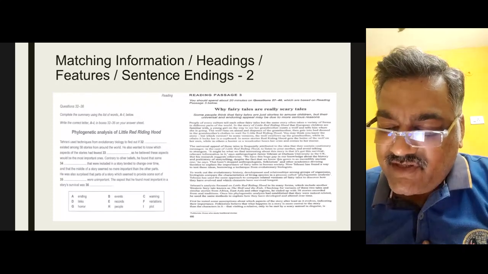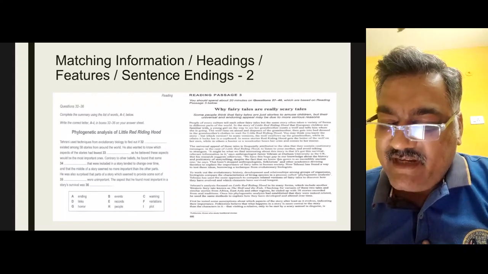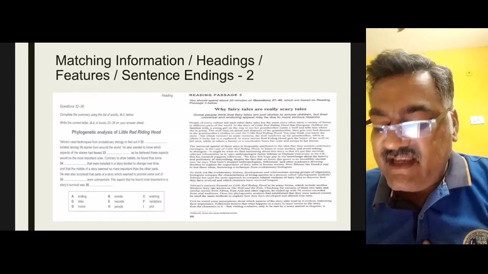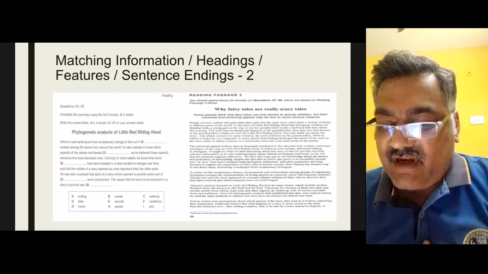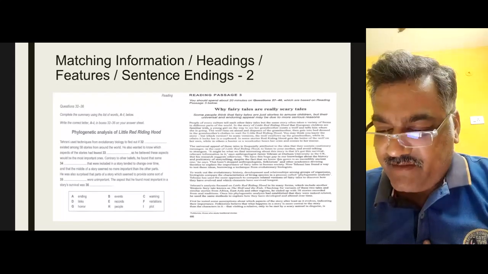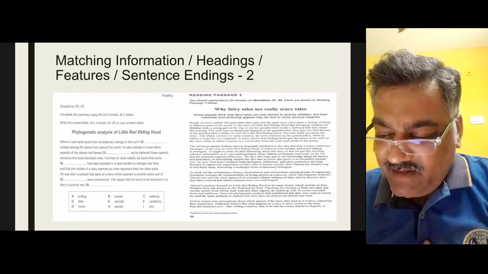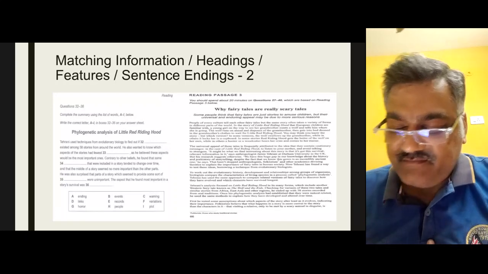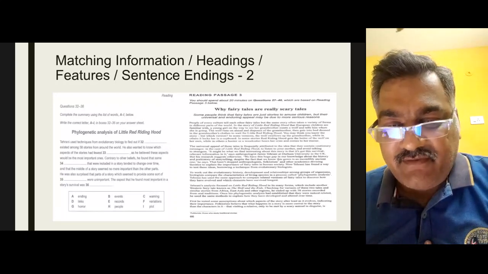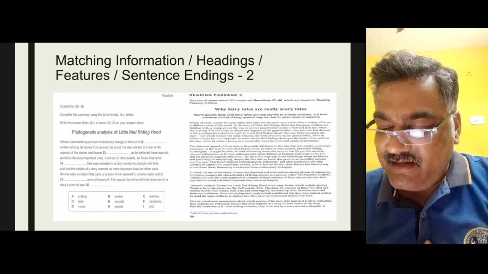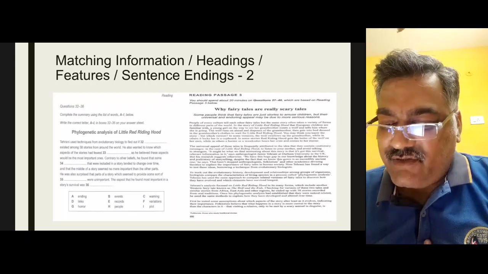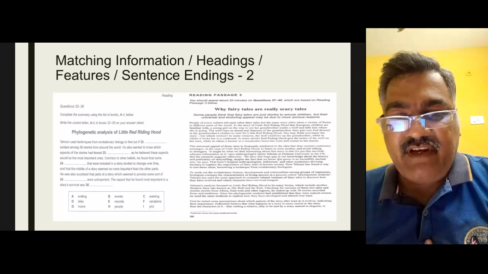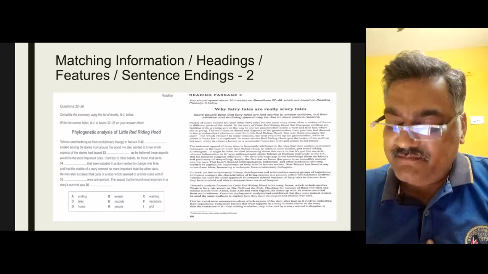If you look at the instructions of this particular question, complete the summary using the list of words A to I below. Write the correct letter A to I. All right. So you don't have to write the word. You need to write the alphabet A to I. You need to write the correct letter. Is that clear?